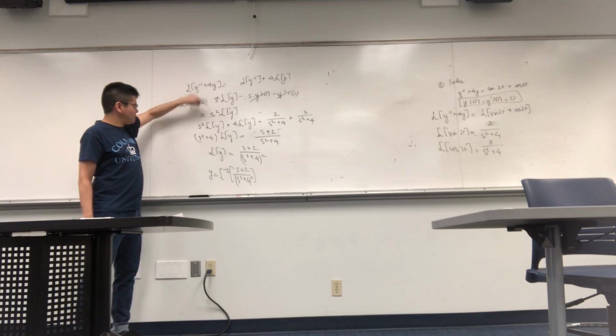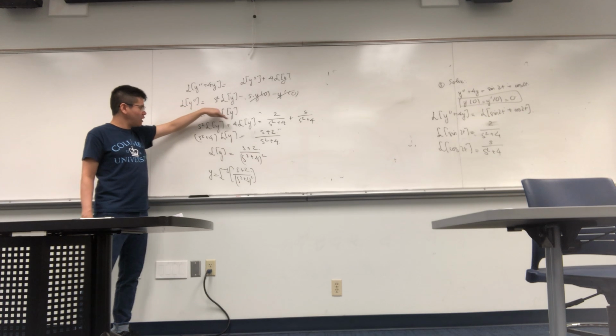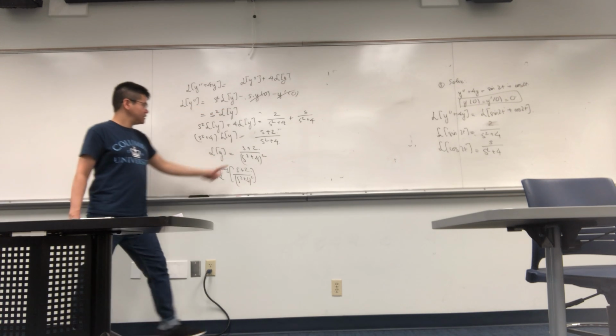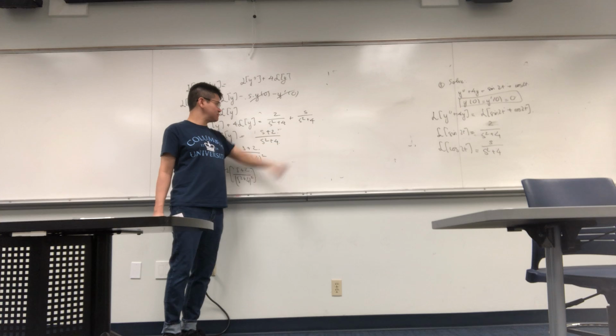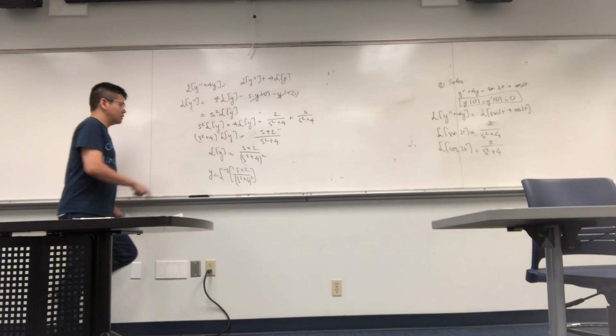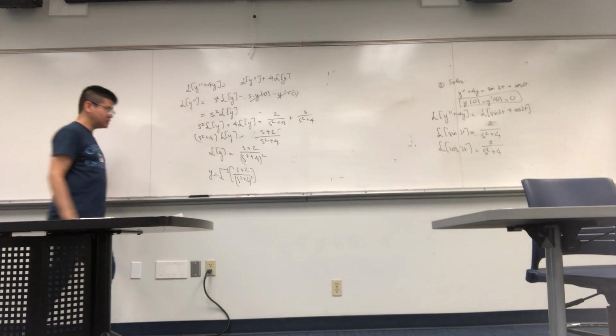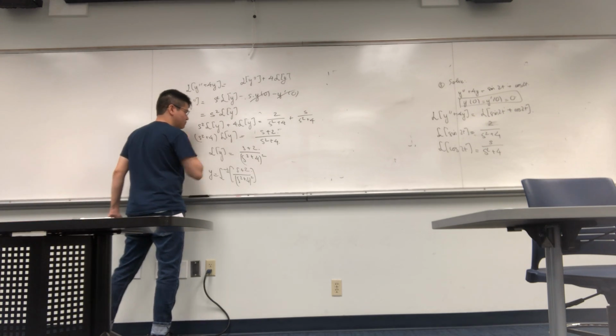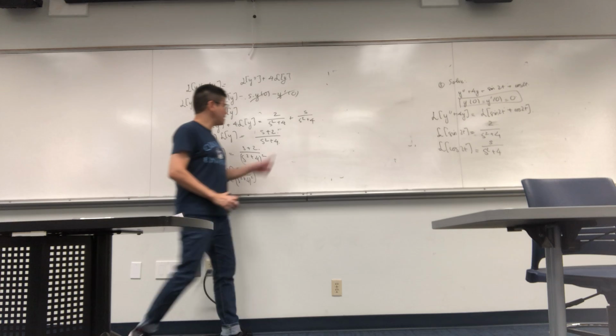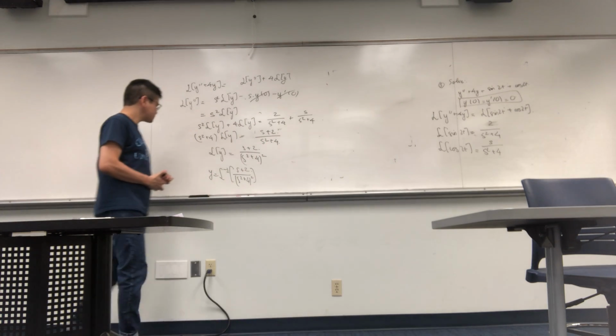So I plug everything back into the equation. I have s squared Laplace transform of y plus 4 times Laplace transform of y is 2 over s squared plus 4 plus s over s squared plus 4. So I put Laplace transform of y as a common factor. I have s squared plus 4 Laplace transform of y. The right hand side I have s plus 2 over s squared plus 4.